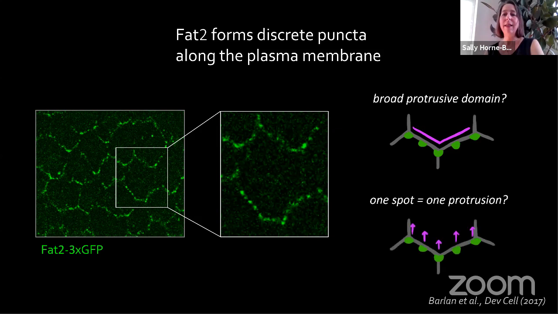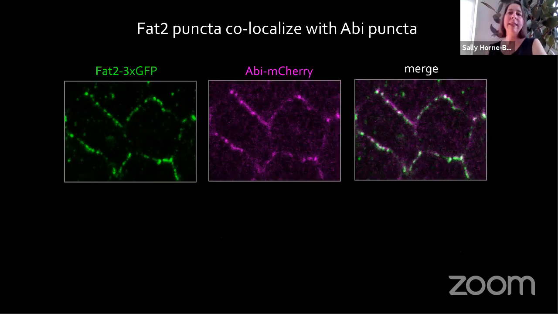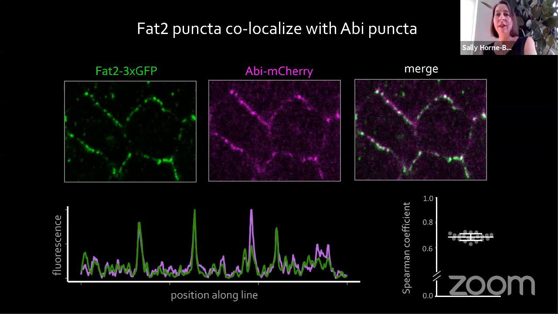Alternatively, each one of these clusters could induce a local focus of cell protrusive activity. And in fact, I'm going to show you that that's what we think is happening here. In this image, I'm showing you the overlap between those FAT2 clusters with the ABI component of the scar wave complex. Now, ABI is also punctate within the plasma membrane. This localization is not as crisp as what I'm showing you for FAT2. But if we take line scans along those interfaces, we can see that there's a very nice correlation between the signals, and we get a correlation coefficient around 0.7.